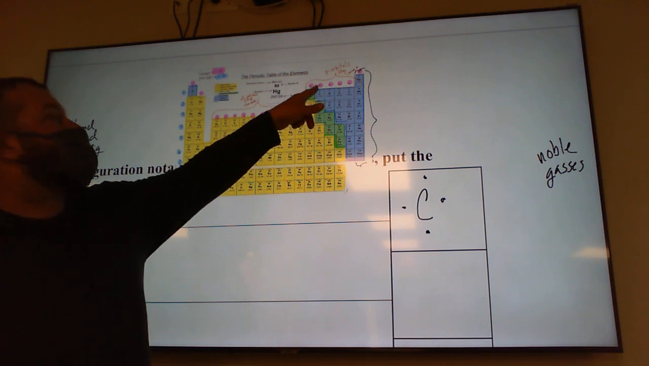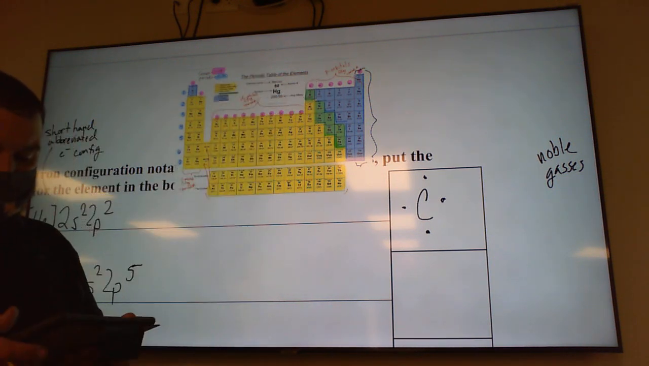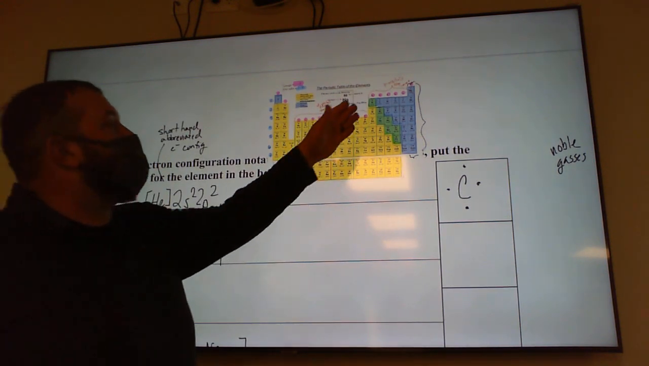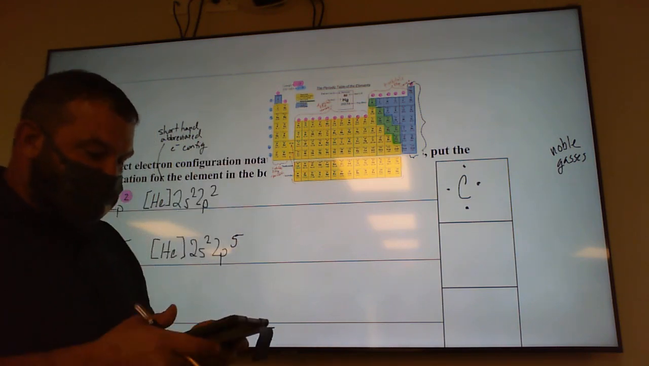Also remember, carbon is in group 14. Every element in group 14 is going to have 4 dots because every element in group 14 is still going to end in p2, and you're still going to have the 2 electrons from the s orbital.